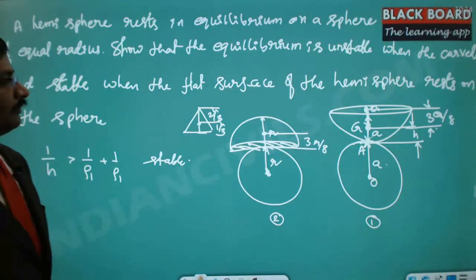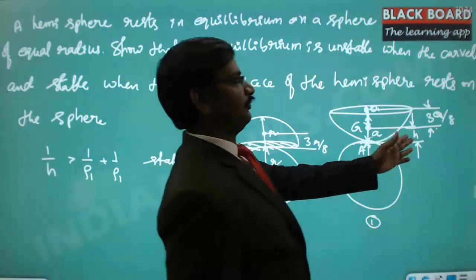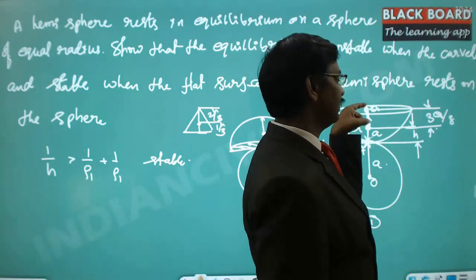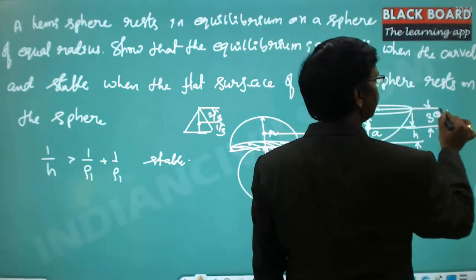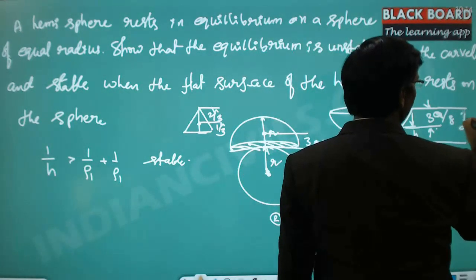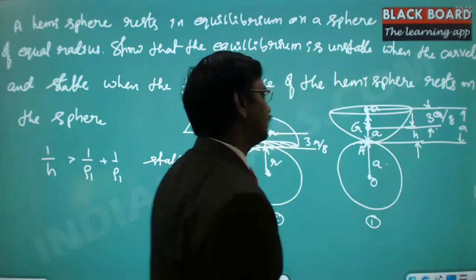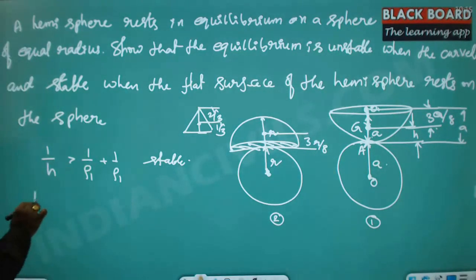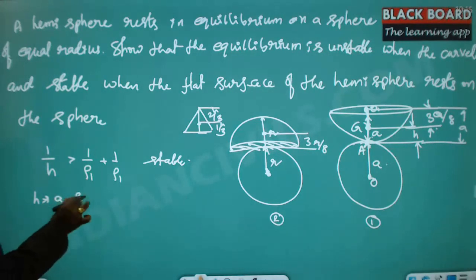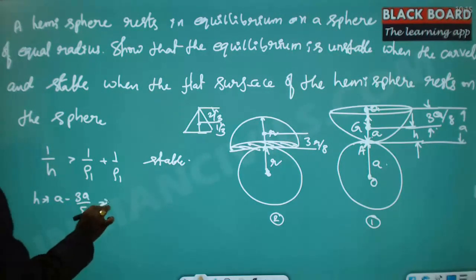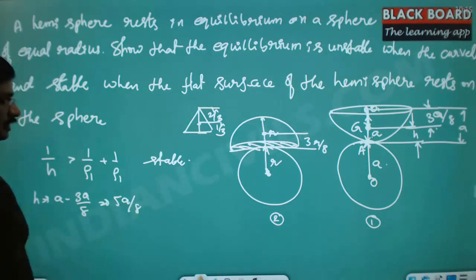Okay. Fine. Now, what is the h value? So from here, this is 3a by 8 and this is the radius, which is a, then h is equal to a minus 3a by 8. So h is equal to a minus 3a by 8. So this is 5a by 8, the h value.